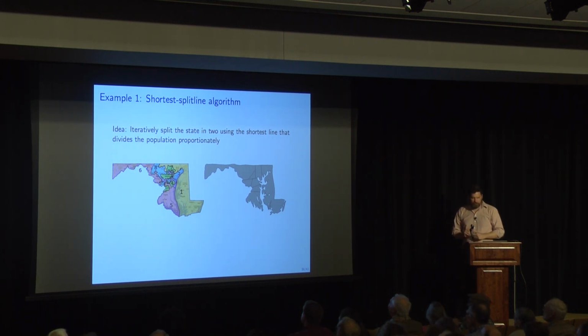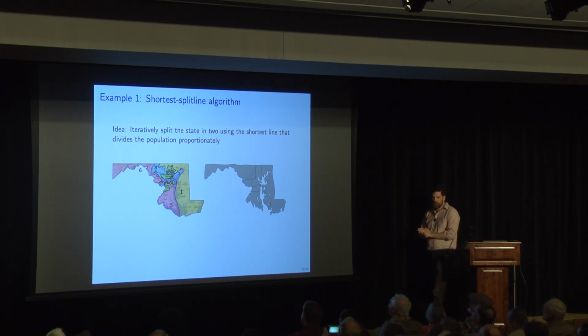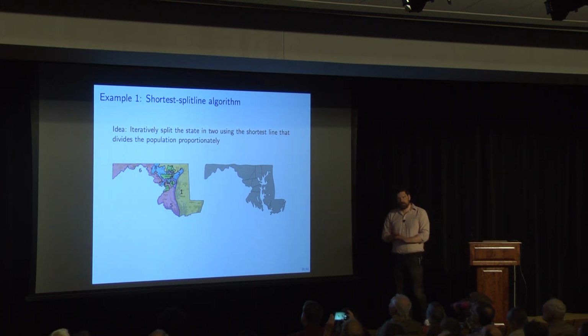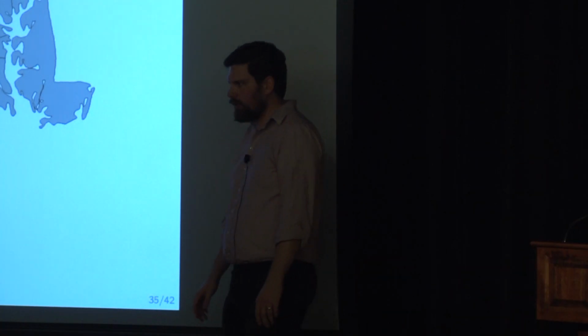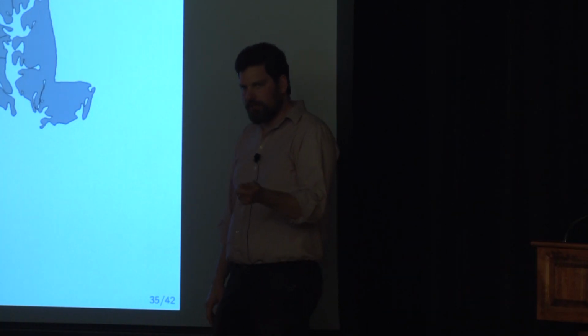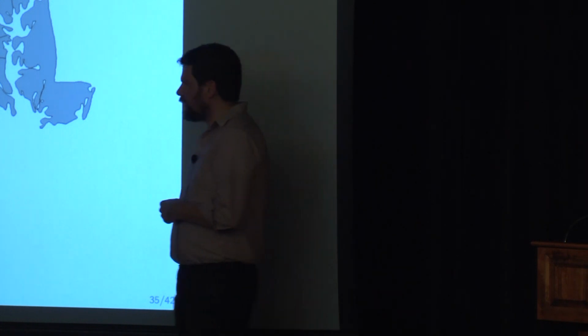So we're going to look at a couple of protocols. First protocol, the shortest split line algorithm. The way this works is we're not even going to pay attention to whether you vote blue or red. We're just going to draw the map in a way that's the least gerrymandered looking as possible.